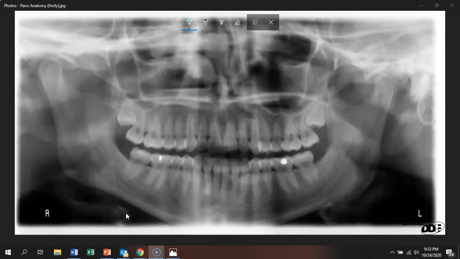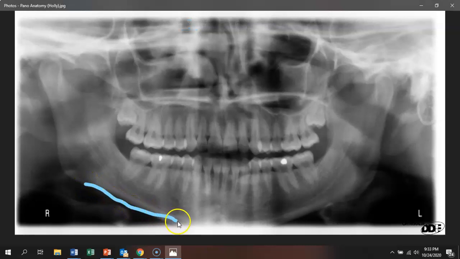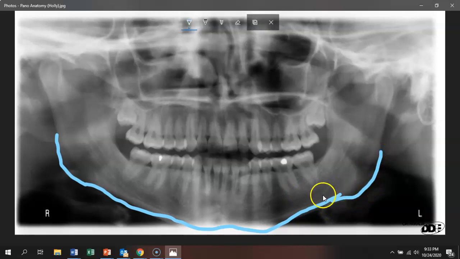If we're looking at the inferior border of the mandible, I'll point to it and give a second pause before I outline it. The inferior border of the mandible would be this whole area here, coming all the way around. So that's the inferior border of the mandible. If you want to identify the angle of the mandible, you're going to look at this area here. That's going to be the angle of the mandible.